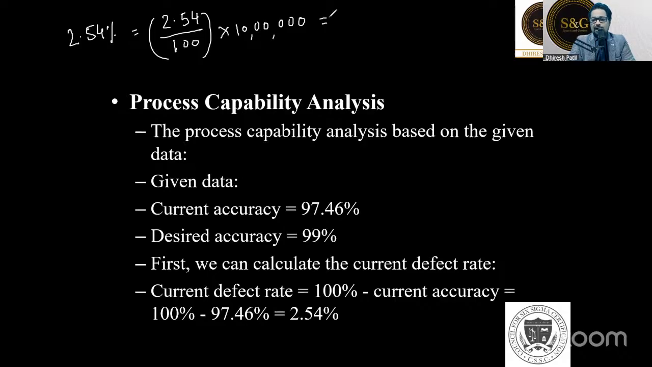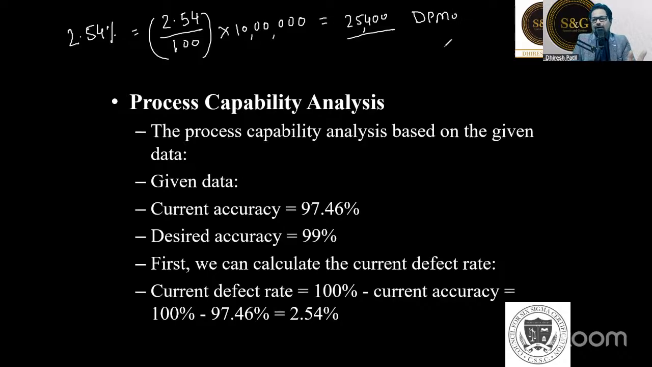It must be 25,000 something. Check once. 2.54 divided by 100 into 10 lakhs, which is 1 million. So this is, good, very good. Which is 25,400. So this becomes defects per million.